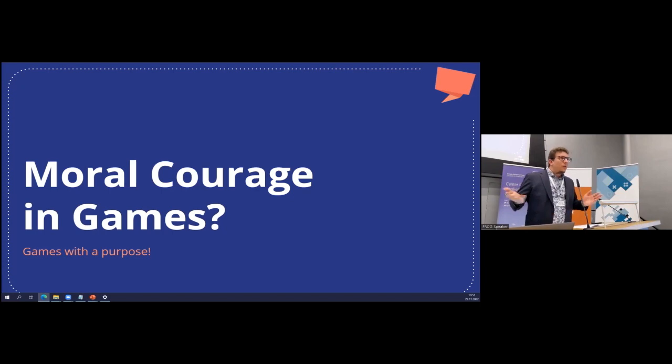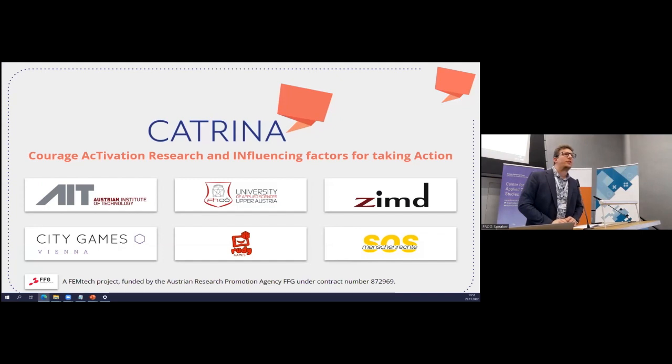And this is actually what I've been dealing with in the last 2.5 years in a project called Katrina, with the long title Courage Activation Research and Influencing Factors for Taking Action. So this was a research project we did. I'm from the University of Applied Sciences of Austria, and we did it with the partners from the Austrian Institute of Technology and the ZIMT. We also had 2 game partners, namely City Games in Vienna and Rudy Games from Linz. And we also worked together with an NGO, SOS Menschenrechte, who consulted us on the issue of moral courage.